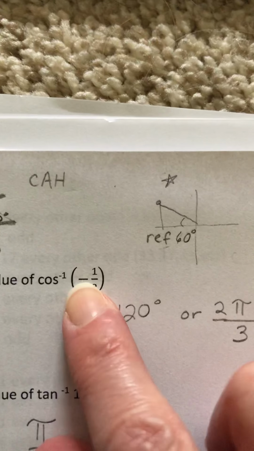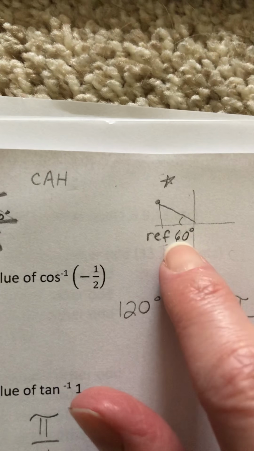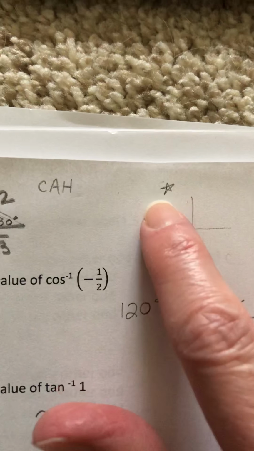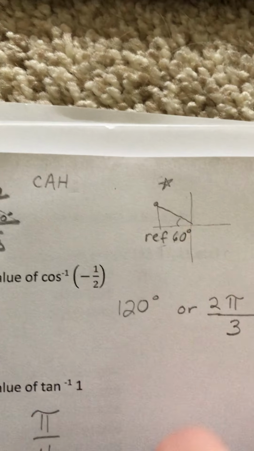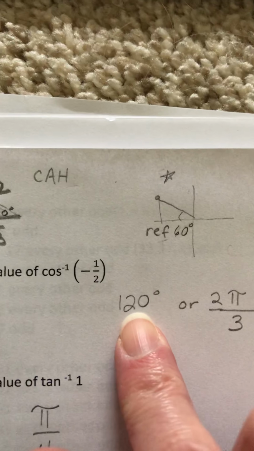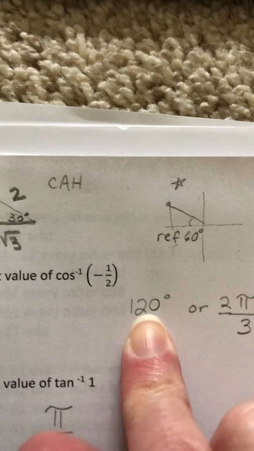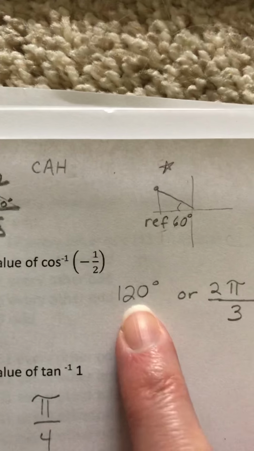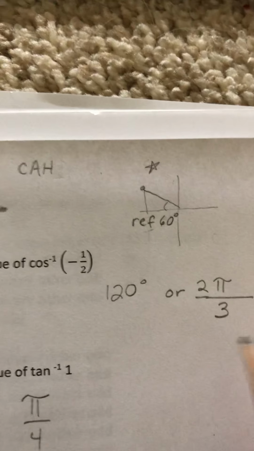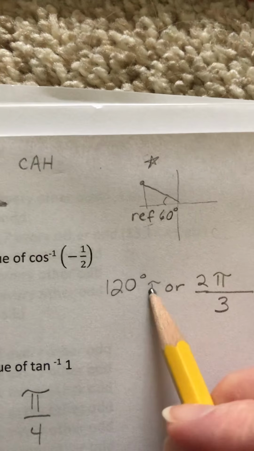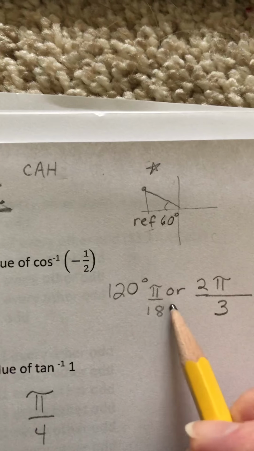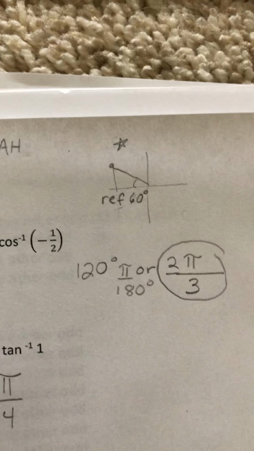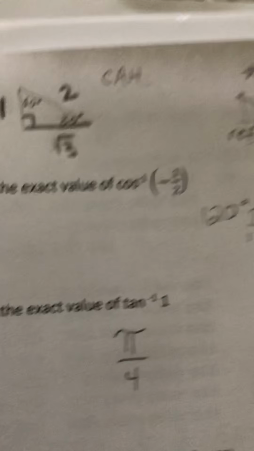So this is negative, quadrant 2. So my reference angle is 60 degrees. That means I did a turn of 120 degrees to get to that point. So 120 degrees would be the answer, but when they ask you for exact value, they're going to want it in radians. So convert to radians the same way we always do by multiplying by pi over 180 degrees and then reducing to lowest terms. And your answer is 2 pi over 3 radians.